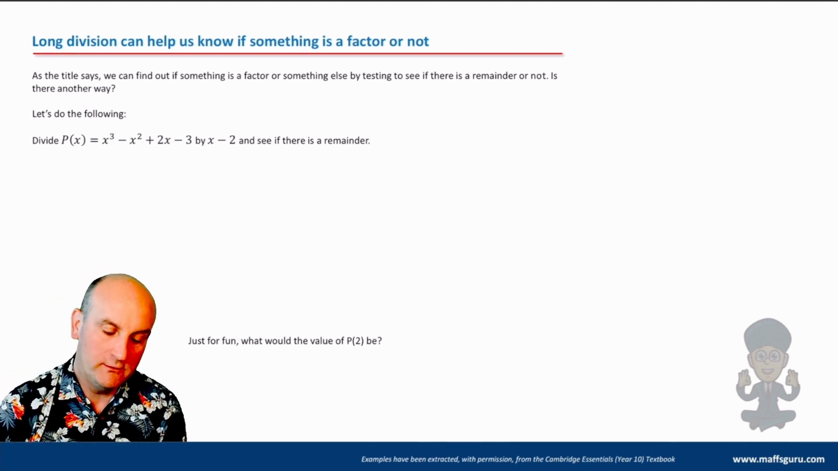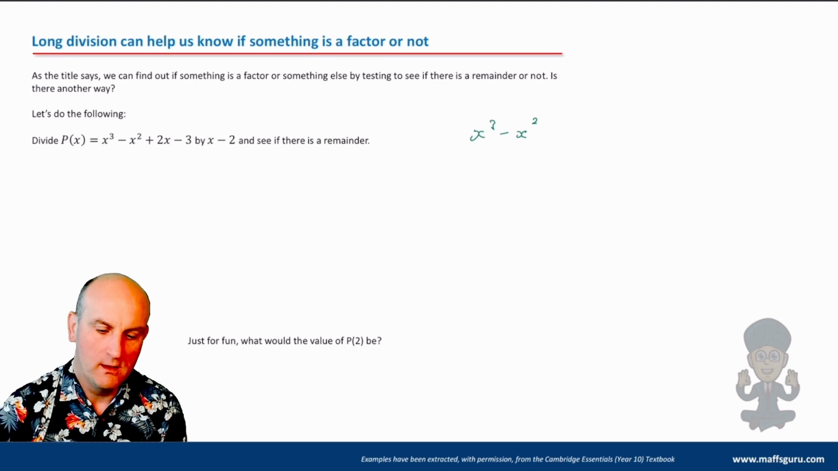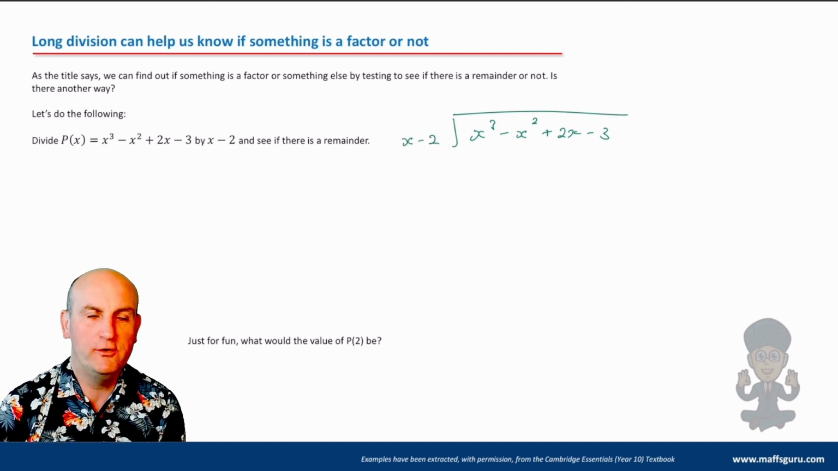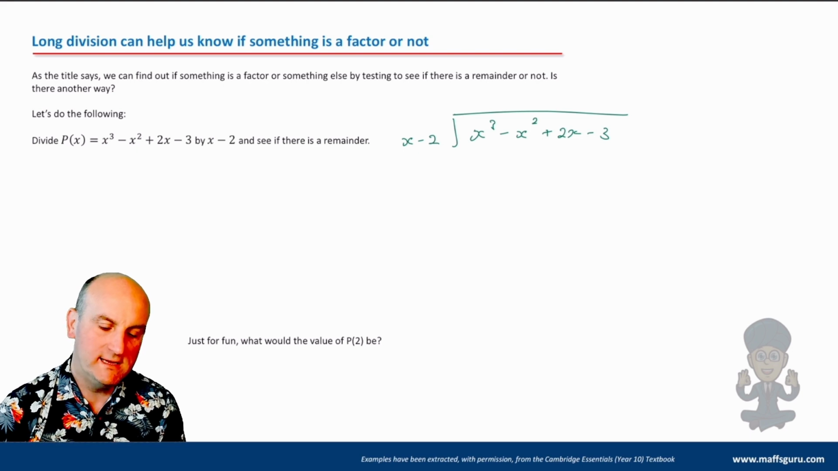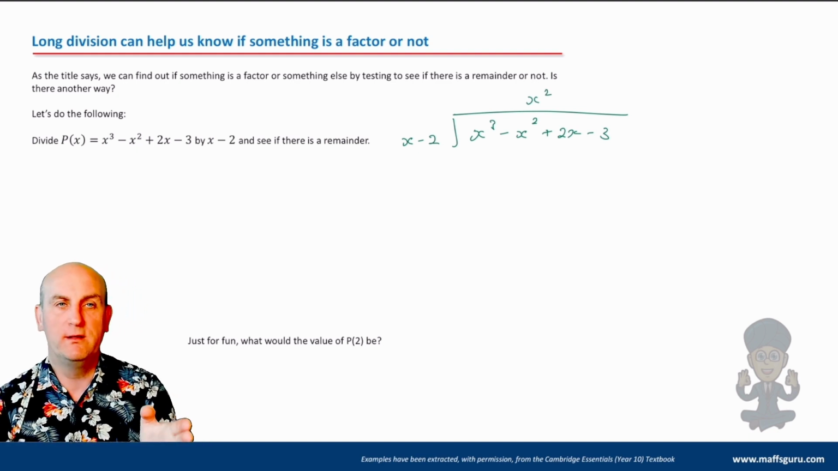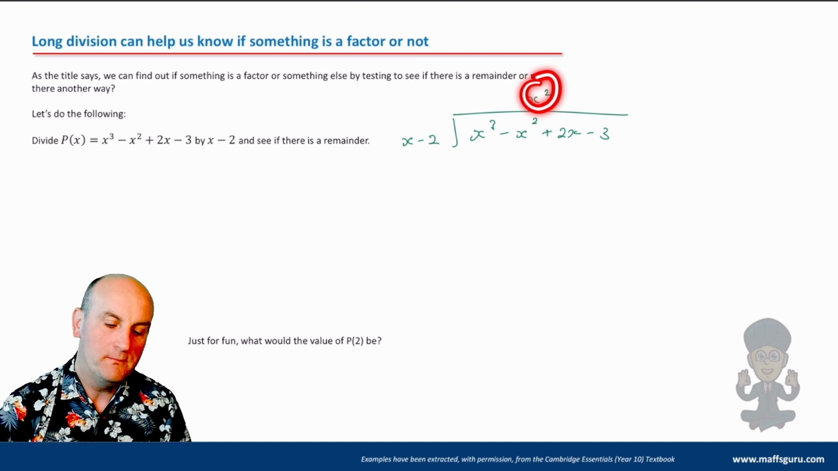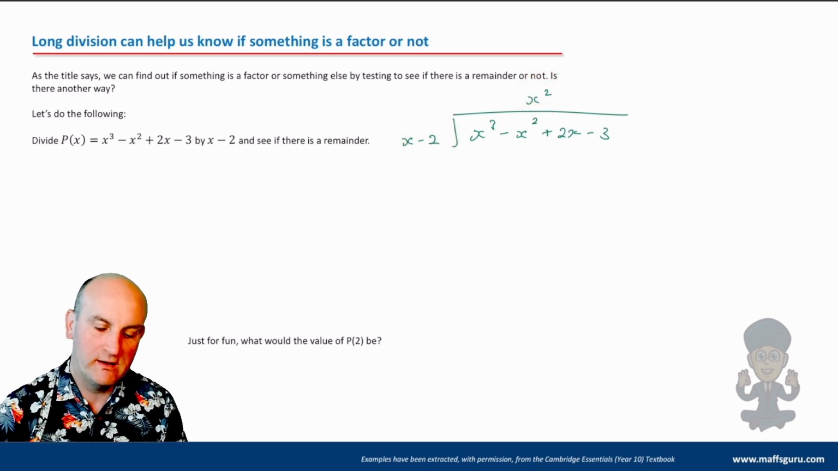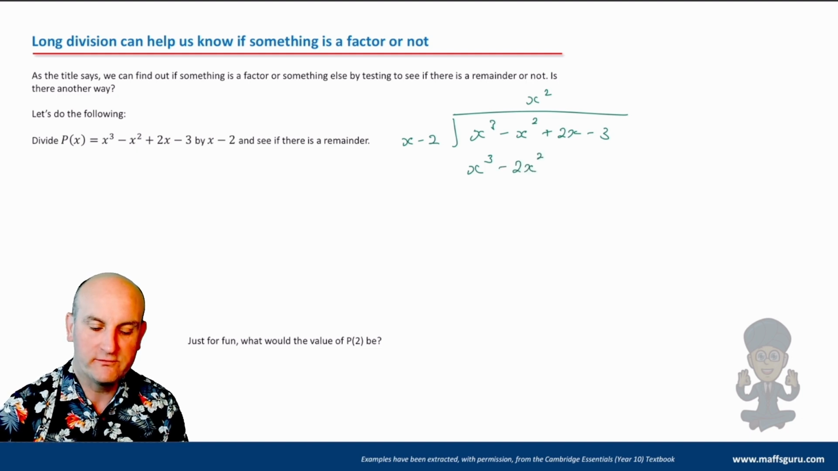Here we go. So what I'm now going to do is x cubed, he says every single time, x cubed minus x squared plus 2x minus 3, and I'm going to divide that by x minus 2. Okay, right, so the rule is take the first term here and divide it by the x. X cubed divided by x gives me x squared. As soon as I've written something on the top, I multiply that by everything in front and write it down. So x squared times x gives me x cubed. X squared times minus 2 gives me minus 2x squared.